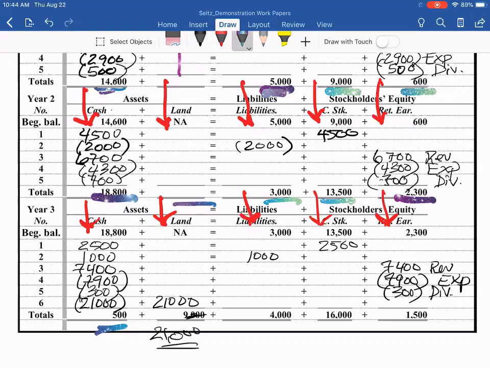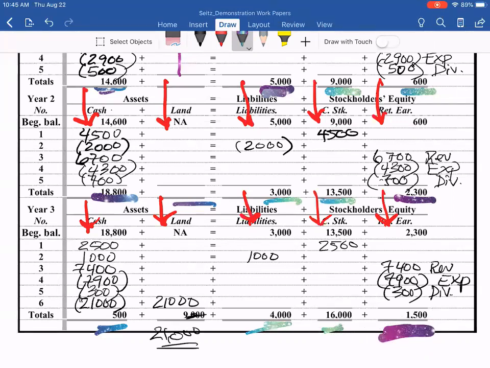We show that our liabilities have increased to 4,000, and our stockholders' equity has now increased to 16,000, and our retained earnings with a beginning balance of 2,300 plus 7,400 less 79 less 300 equals an ending retained balance for year 3 of 1,500.